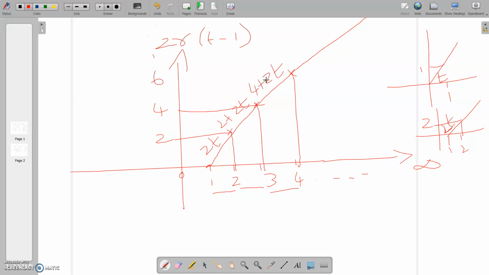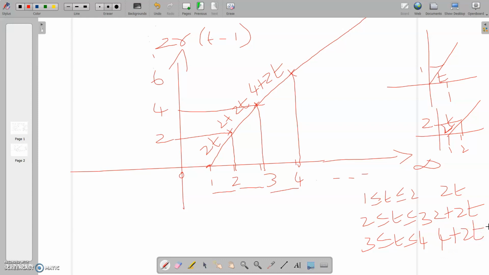So how does your signal look? For 1 to 2 the amplitude is 2t, for 2 to 3 the amplitude is 2 plus 2t, and for 3 to 4 the amplitude is 4 plus 2t. So definitely what will be the next location? If I take 4 to 5, what will be my amplitude? It will be 6 plus 2t, right? So it will be going on up to infinity. There is no limit, right? So we are taking only 4 durations. So this is the value for 2 into r of t minus 1.